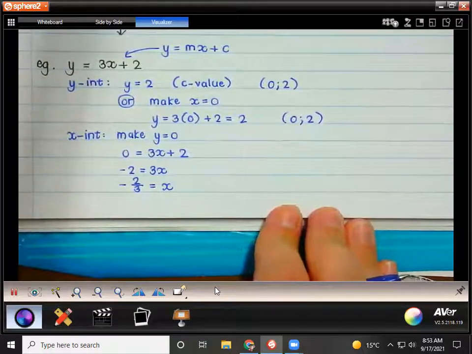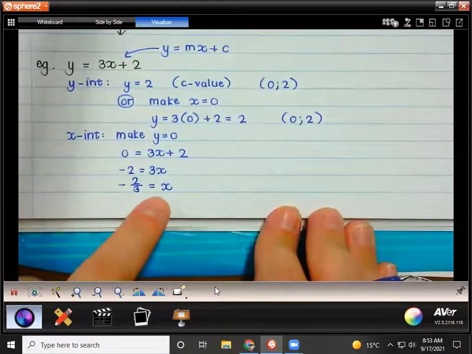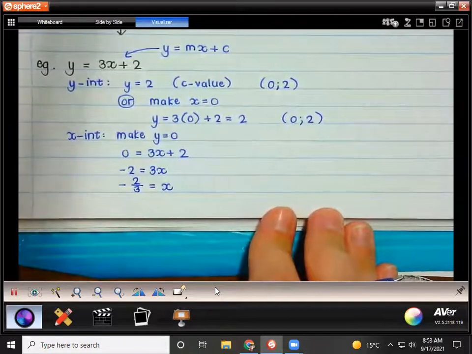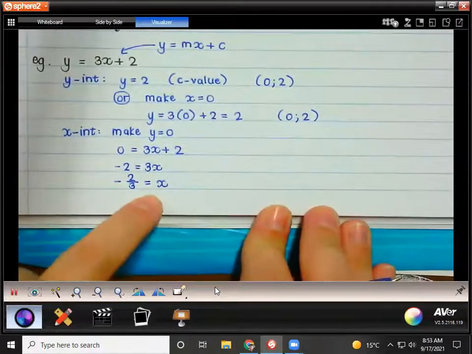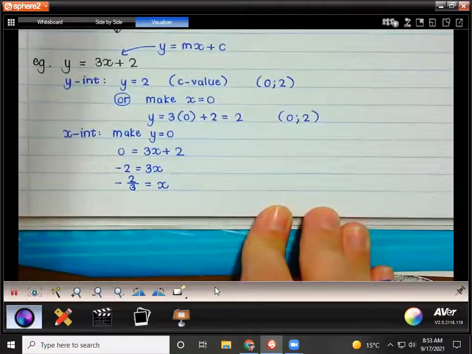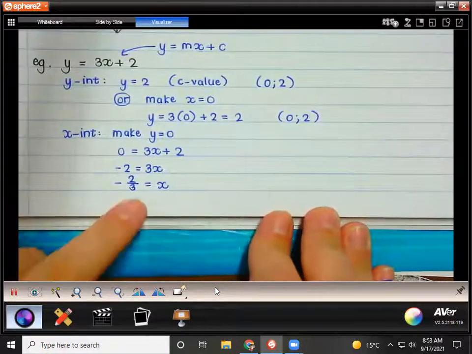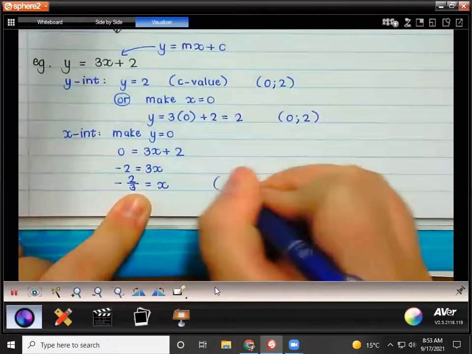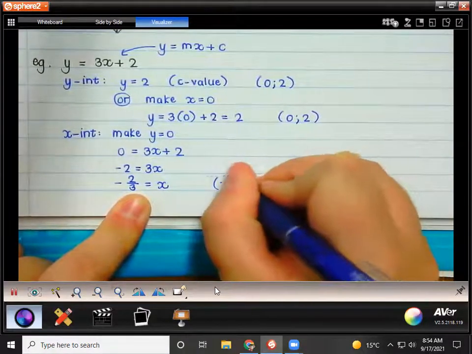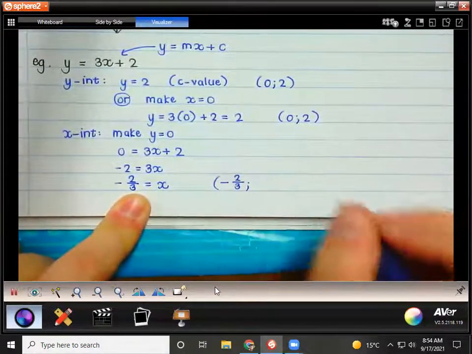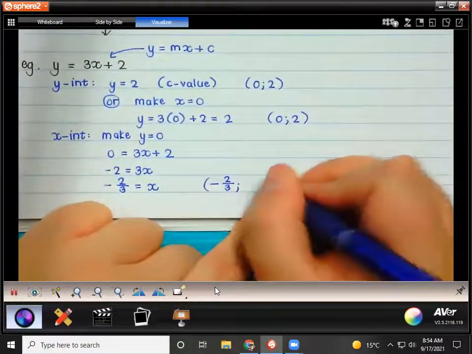Now, guys, what did we say? If we have to write the coordinates, if we have to write down the actual point, because what we've done here, we're just saying what x is. We need to say what the x and the y value of the point is. Our x value is negative 2 over 3. And what is the y value of an x-intercept always? 0.